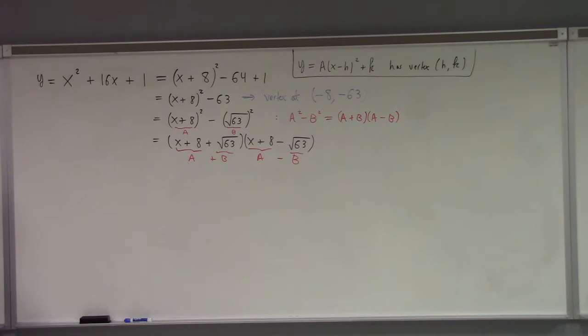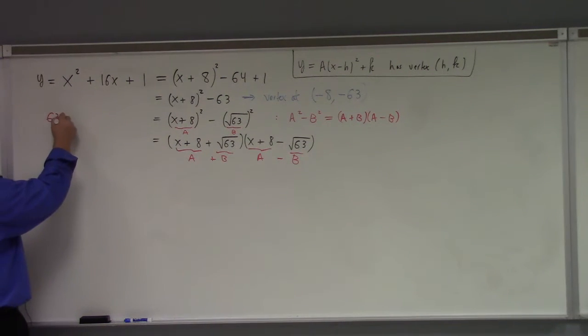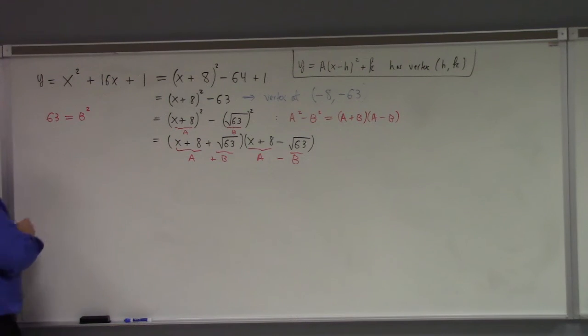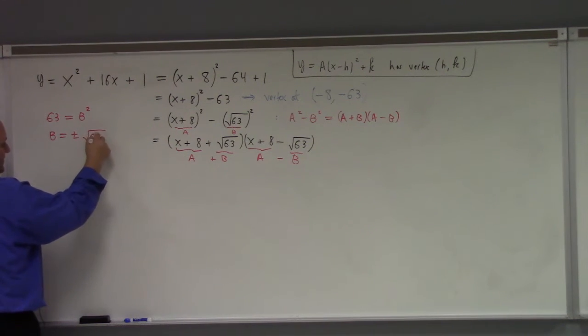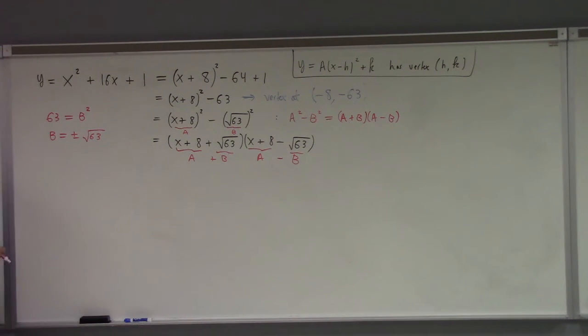So the point is, if I'm going to apply the difference of squares, I need to think of 63 as being my b squared. And so if I do that, then that means that b is either going to be plus or minus the square root of 63, but I might as well use the plus.